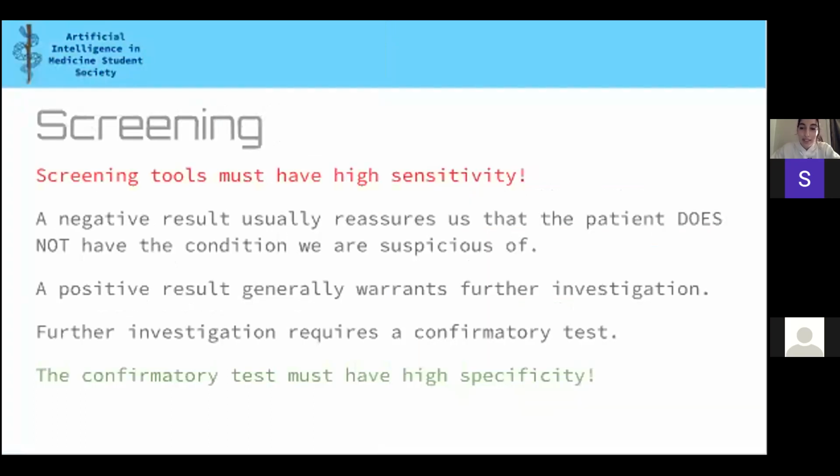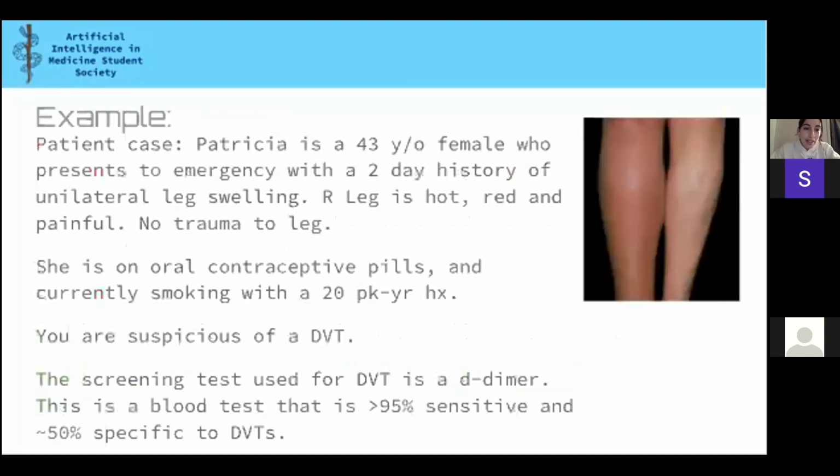Okay, end of mini session. So screening tests should be highly sensitive. That's the ideal thing. If the result of a screening test is negative, we can rest assured that the patient does not have the condition we're suspicious of. A positive result, on the other hand, warrants further investigation with a confirmatory test. So why don't we do an example here?